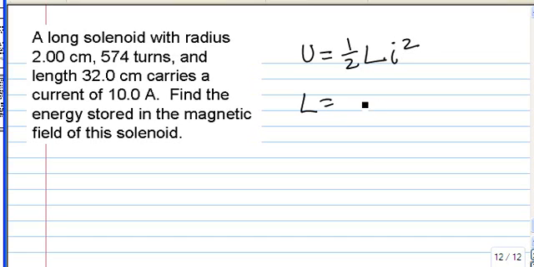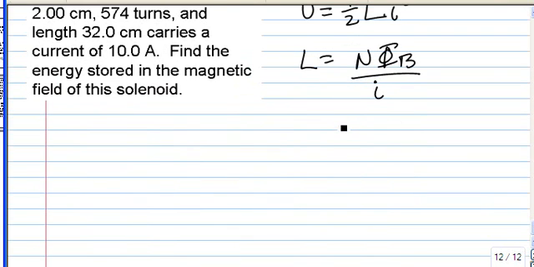The self-inductance is equal to the number of turns multiplied times the flux through one turn over the current running through the solenoid, or in this case, any sort of conductor. So for this particular problem, the inductance L is equal to the number of turns times the magnetic flux. Well, the magnetic field is equal to mu naught times the number of turns per unit length, which I'll write this way, times the current.